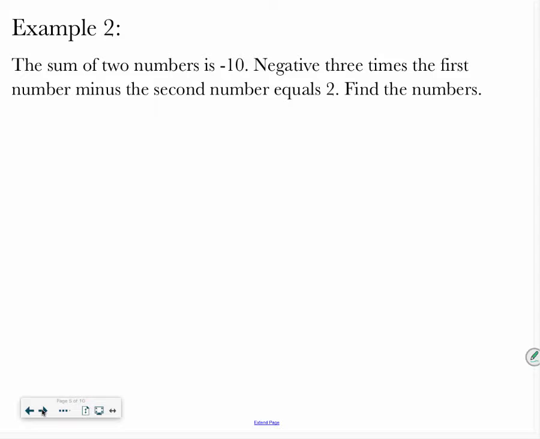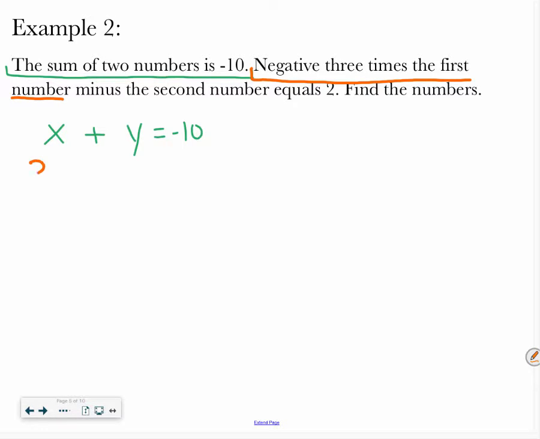We're going to have two different equations. So let's look at our first sentence. That's going to be our first equation. We have the sum, remember sum means addition, of two numbers is negative 10. So the sum of two numbers, I'm just going to pick x and y, equals negative 10. Our second equation, negative 3 times the first number is going to be negative 3x, minus the second number. Okay, so just the second number by itself equals 2.